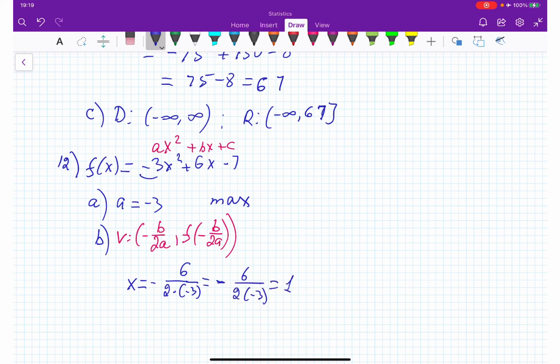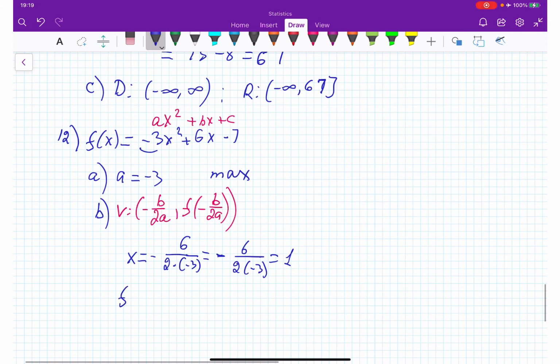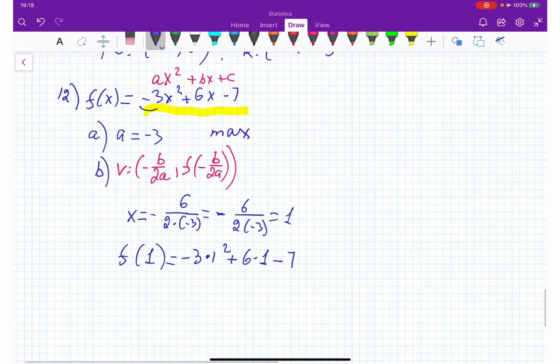which is going to be positive 1. And now f of positive 1, I am plugging into the original one right here. It's going to be negative 3 times 1 squared plus 6 times 1 minus 7. So it's going to be negative 3 plus 6 minus 7. Negative 3 plus 6 is positive 3. And minus 7 is going to be negative 4.